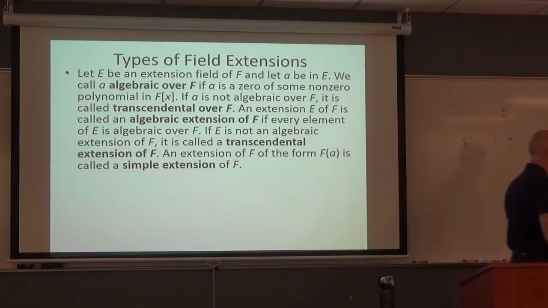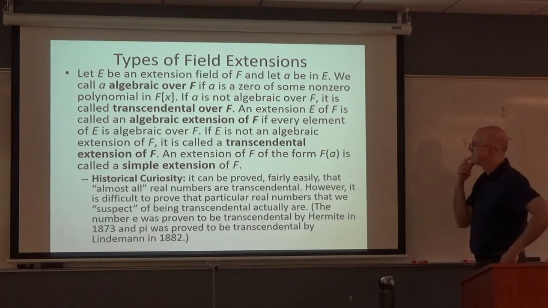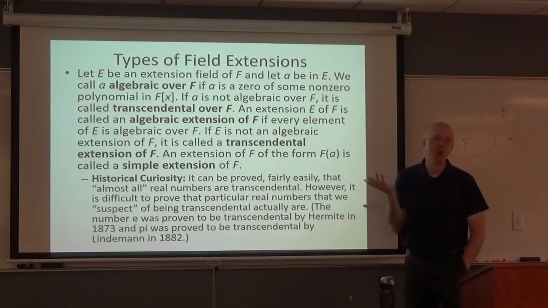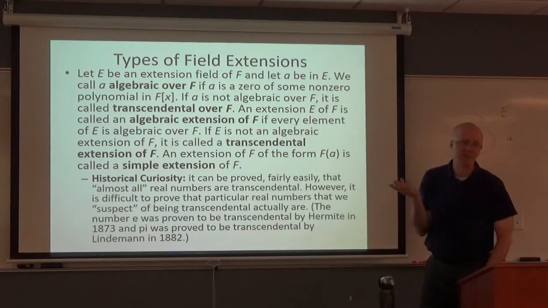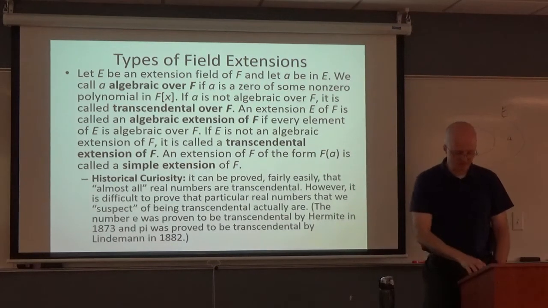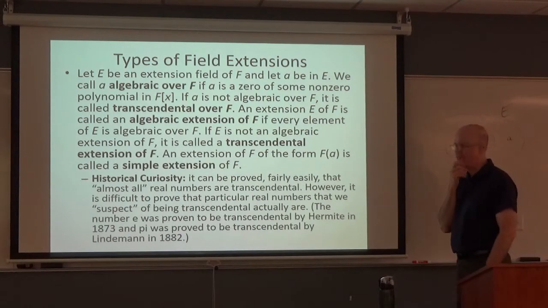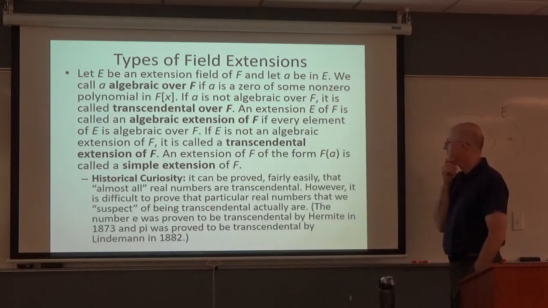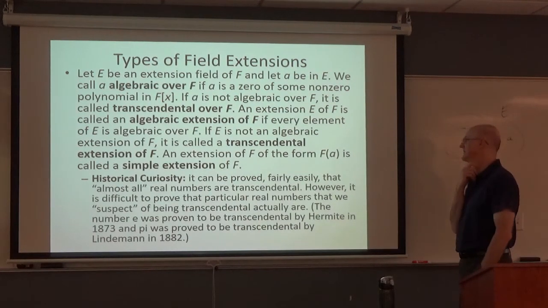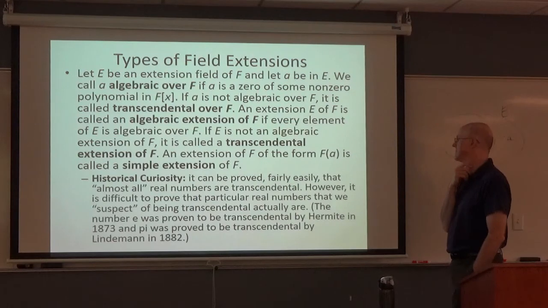Historically speaking, this is very important stuff in math. I call it a historical curiosity here, partially because it is curious, but it's actually also important. It can be proved fairly easily that almost all real numbers, in quotes, are transcendental, actually. The algebraic numbers are more familiar. However, it is difficult to prove that a particular real number that we suspect of being transcendental actually is.